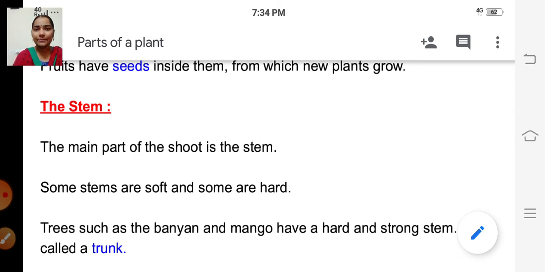The stem. The main part of the shoot is the stem. Some stems are soft and some are hard.